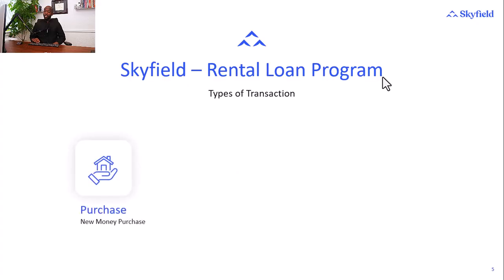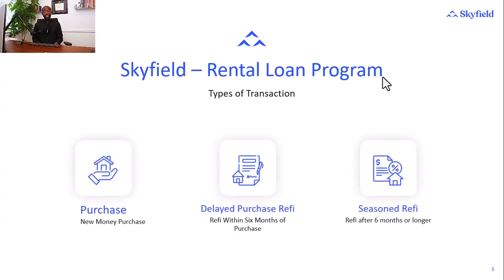So let's talk a little bit about the types of transactions. Now, in terms of the types of transactions, there's going to either be a purchase transaction or a refinance transaction. Those are the two main transaction types that you have, and that's going to be with us or any other lender. Now, here at Skyfield Finance, we break down our refinance transaction into two different types of transactions.